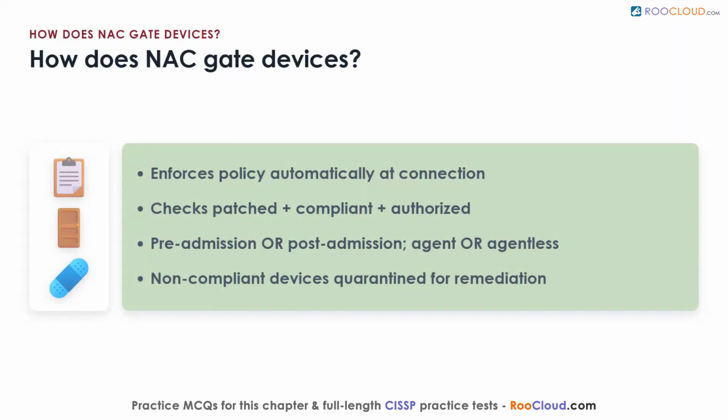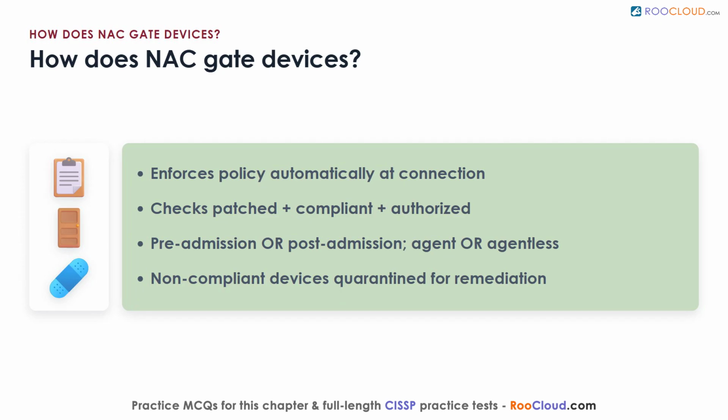How does network access control keep unwanted machines out? By enforcing your security policy automatically at the point of connection. Its job is to check that every device joining the network is patched, compliant, and authorized, and to keep the rest out. It can act before admission, demanding a device meet requirements before it may communicate, or after admission, judging access by ongoing user activity.